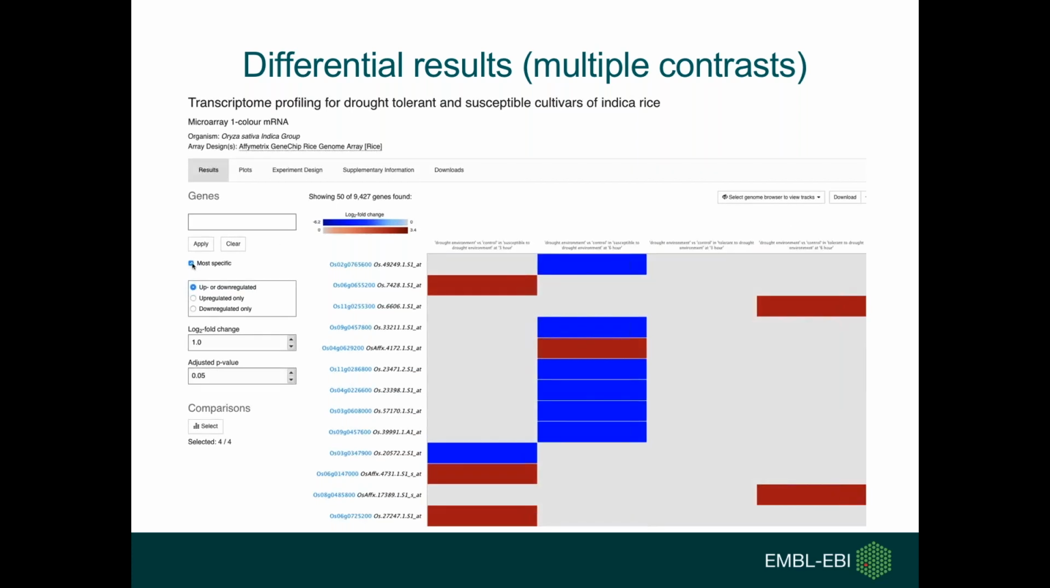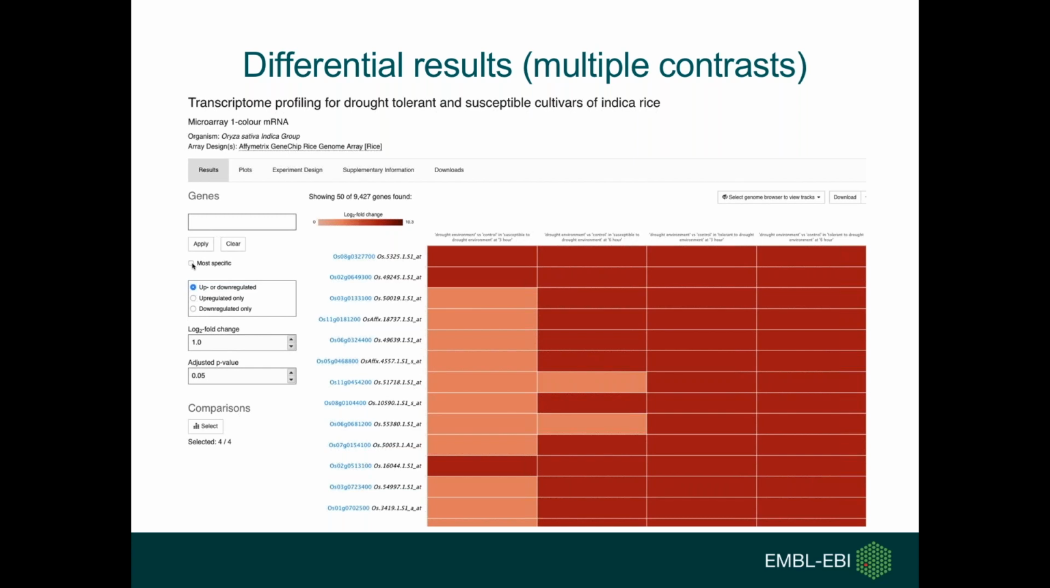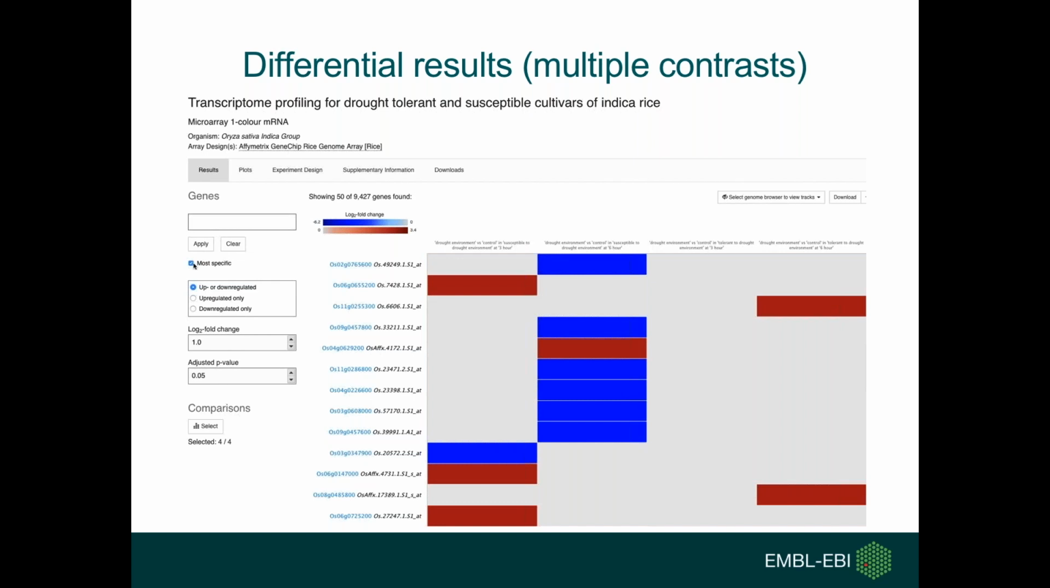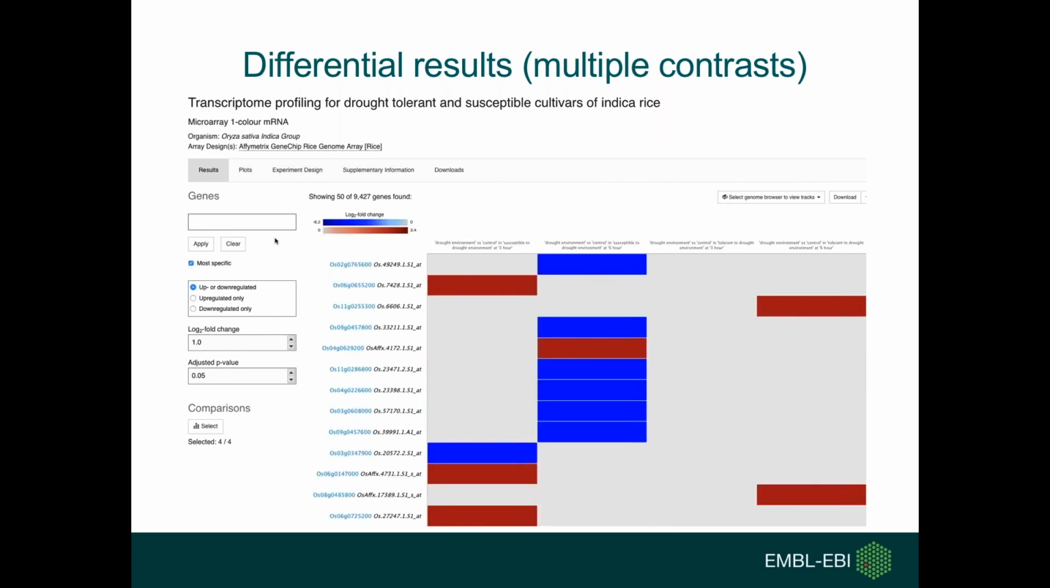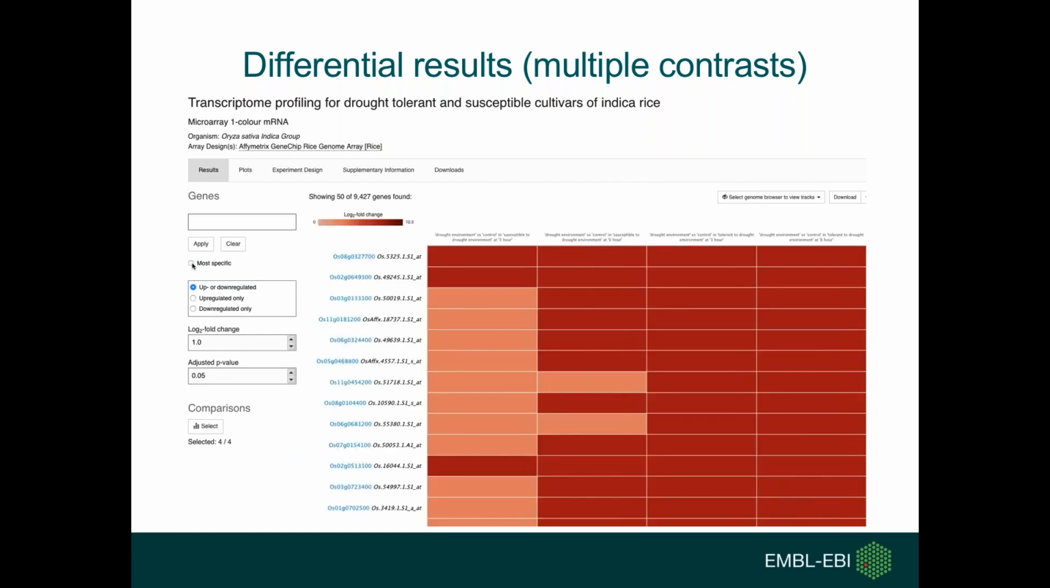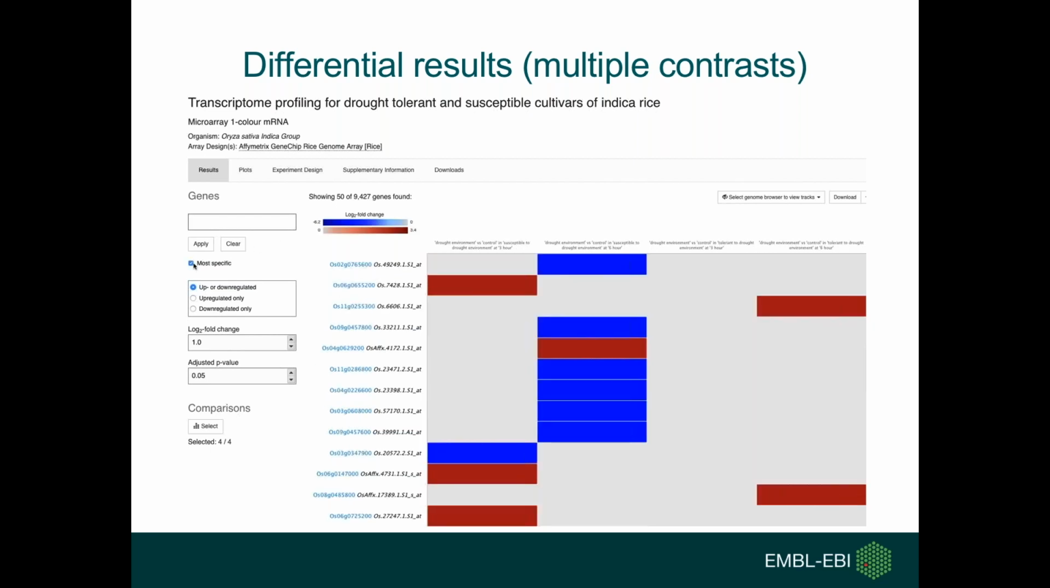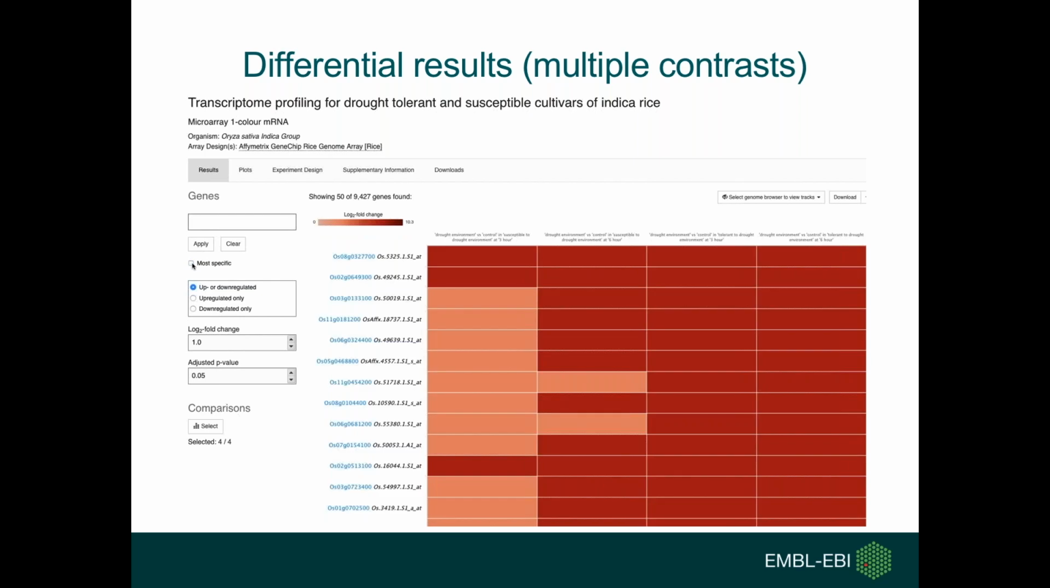You can unselect the most specific checkbox to see the highest overall up or down regulated genes. This means these genes could be upregulated in all of the comparisons, like, for example, here. And they're not specific to any of the comparisons, which in this case means they are upregulated in both the susceptible and tolerant plants.